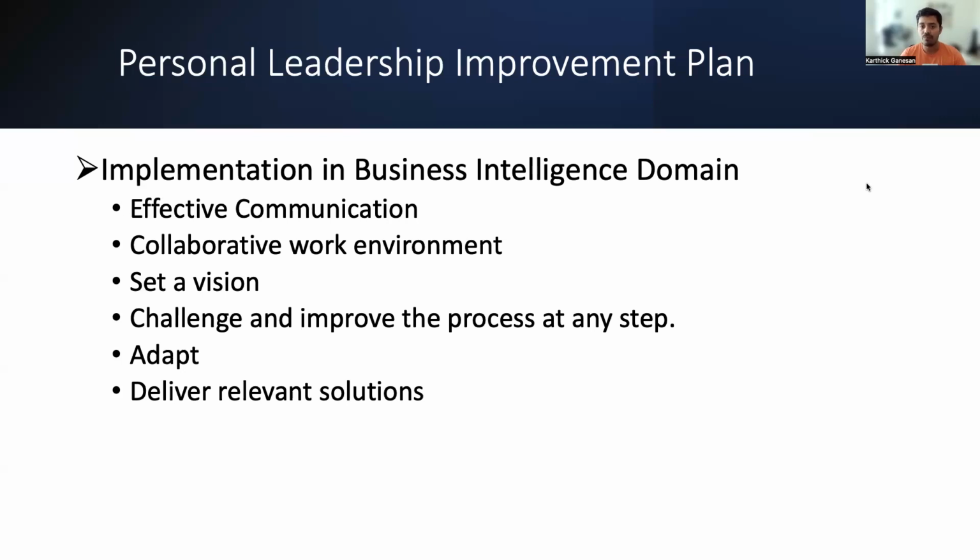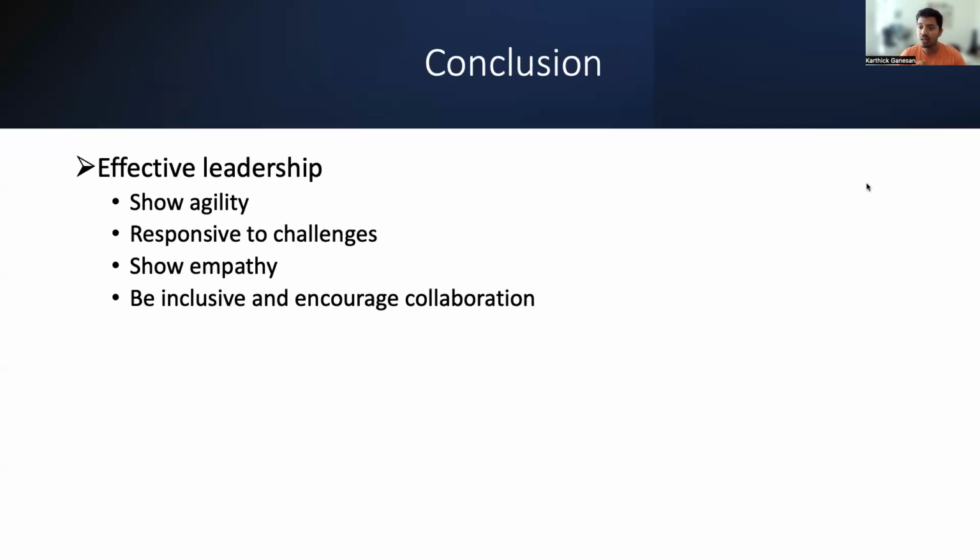And also, an extension of incremental innovation: challenge and improve the process at any step. You have to have a feedback loop mechanism to revisit your steps and see what changes you need to make for the right path forward, and adapt to changing scenarios. All these together will help you deliver the right solutions with better standards.